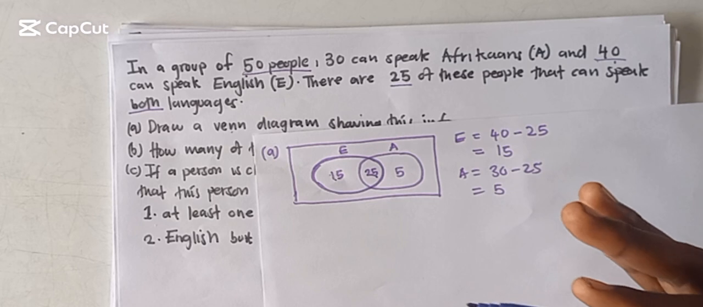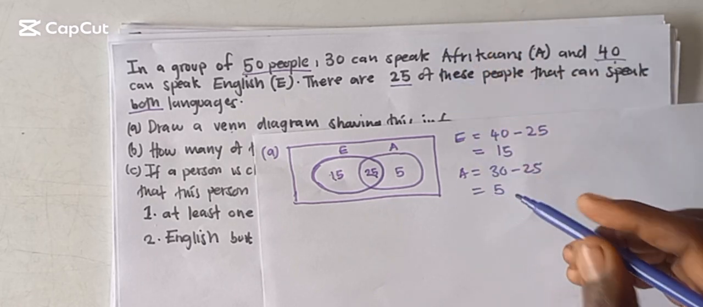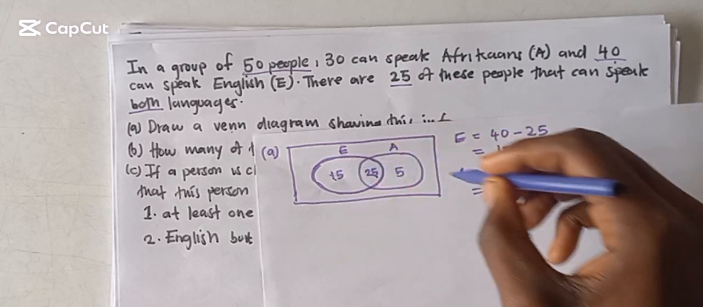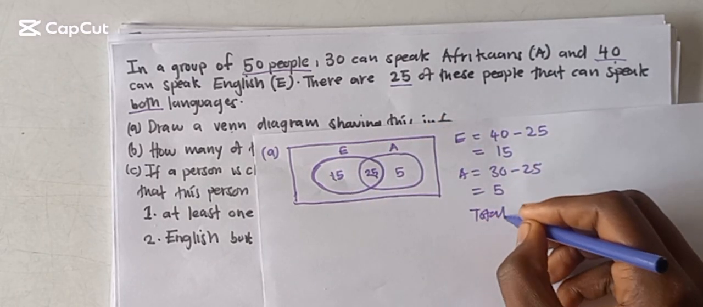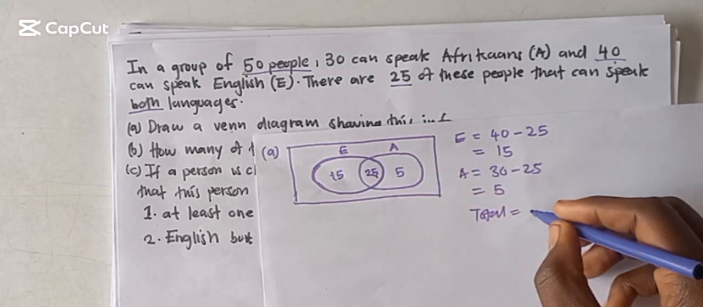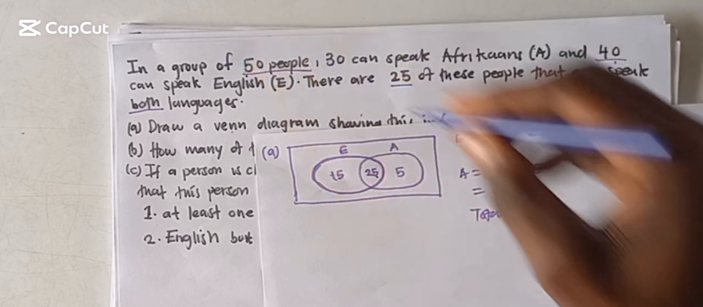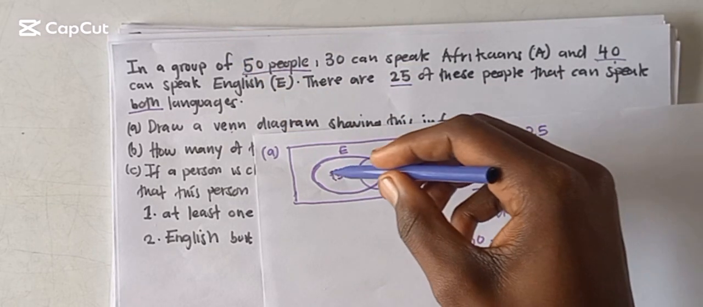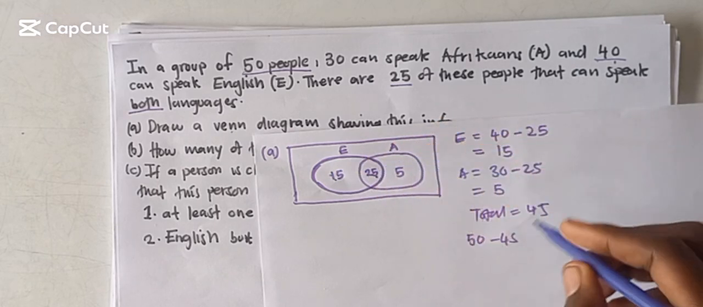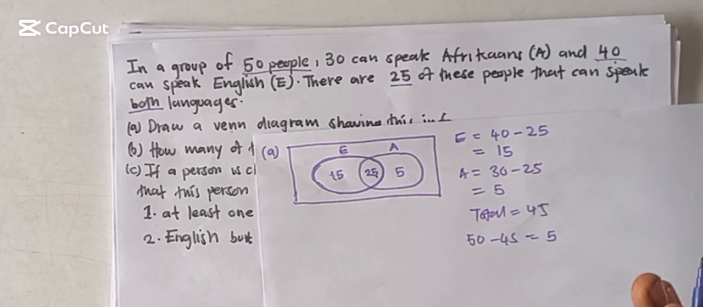So where are those people that are remaining, and how many of them? To find how many are remaining, we add the total of these, which gives us 45. So to find out how many people are left, we're just going to say 50 minus 45. Or you can say 50 minus 15 minus 25 minus 5, which is still the same. And that one will give us 5. So where do we put these 5 people who do not speak either of these languages?